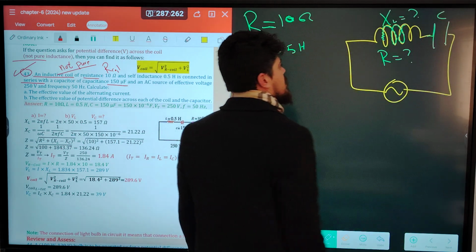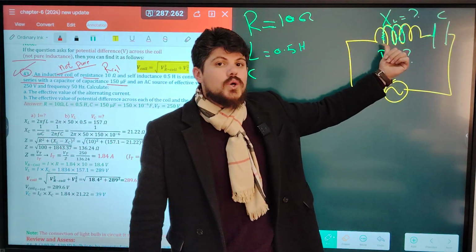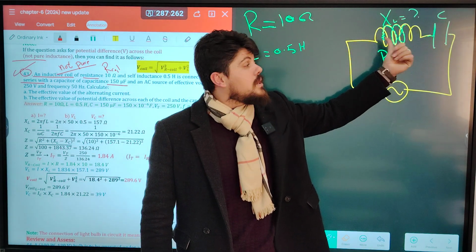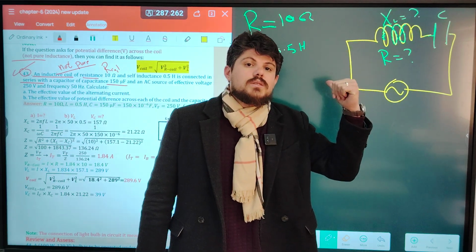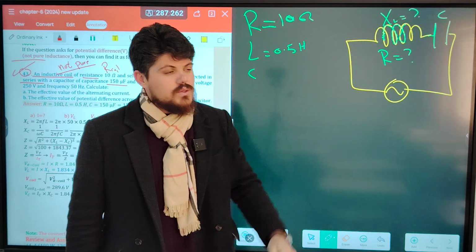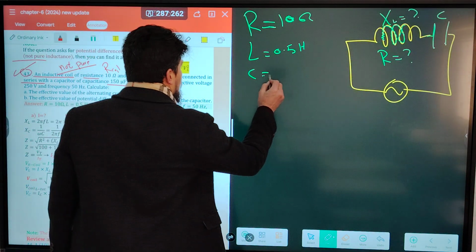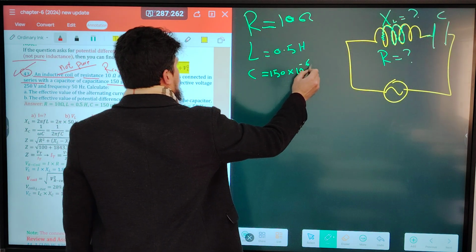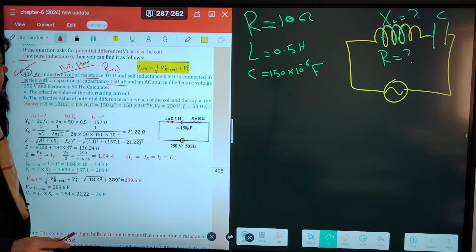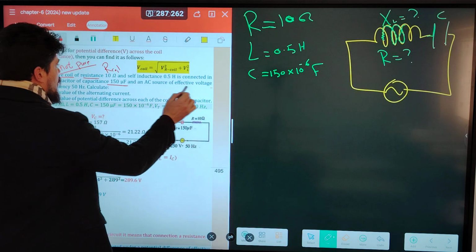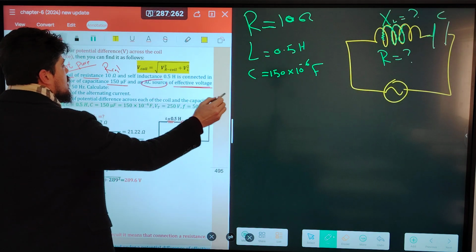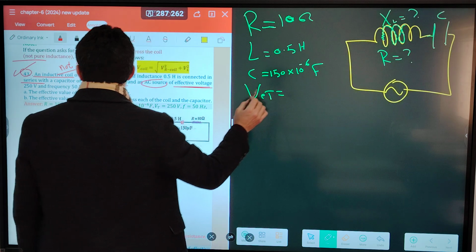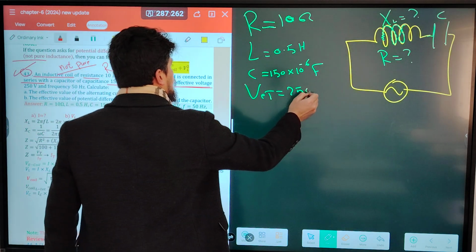Connected with what? Capacitance. Now we have a coil and capacitance. But the coil is not pure. It has resistance, so that is why we have to account for the resistance. The capacitance of the capacitor is 150 times 10 to the power negative 6 farad. An AC source of effective voltage, the source voltage, it means that VE total is equal to 250 volt.